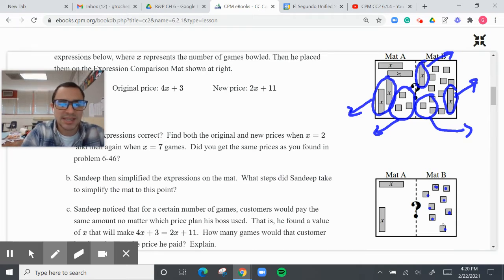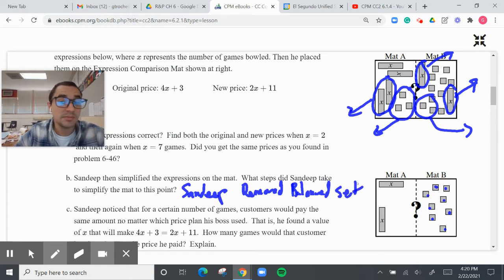So what steps did he take? So Sandeep removed balanced sets, or same tiles on both sides, right? So removed balanced sets, and that's what we're going to do.